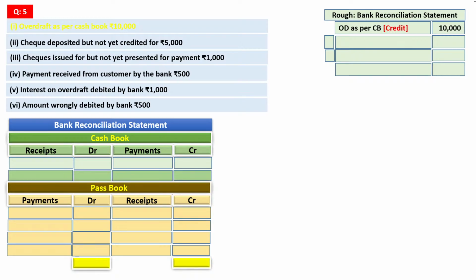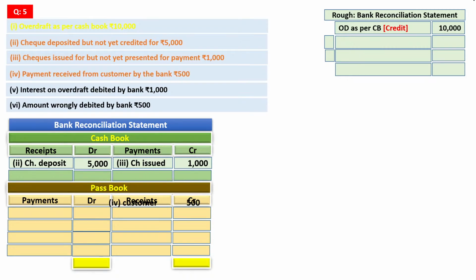Check deposited but not yet credited, 5,000 rupees. We have deposited, which means in our cash book receipt side it is posted, but there is no corresponding posting available in the passbook. And check issued but not yet presented for payment. We have issued, so in our cash book payment side it is posted but not posted in the passbook. Right. And payment received from a customer by the bank. A payment received, so the receipt side of the passbook, it might have been recorded without my knowledge. So the receipt side of the passbook means credit side, it might have been posted without a corresponding record in our book.